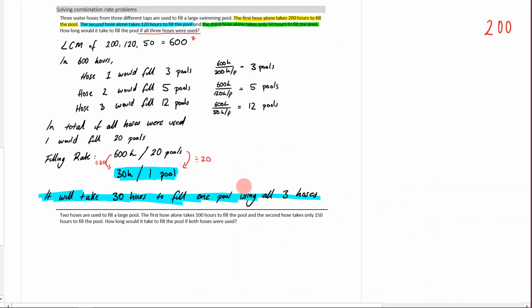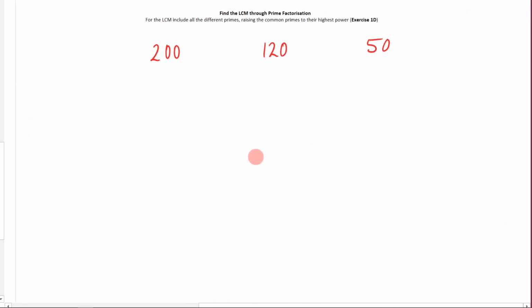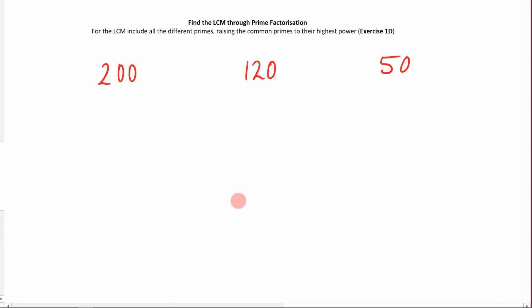Now, as I said, finding the lowest common multiple is a very important step. And some of us might be like, oof, I'm not feeling that confident with being able to do that. So let's talk about a technique that we could use to help us find the lowest common multiple. We spoke about this all the way back when we were going through exercise 1D, finding the lowest common multiple through prime factorization. So for the LCM, include all the different primes, raising the common primes to their highest power.